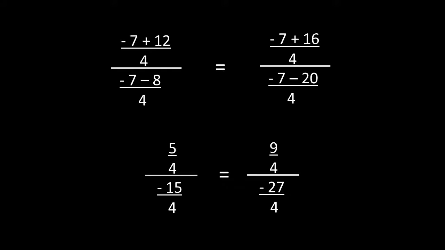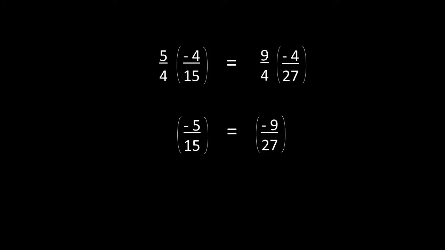Now, we can finally proceed to the operations required in both numerators and denominators. So we have -7 + 12 is equal to 5, then just copy the denominator, which is 4, and -7 - 8 is equal to -15 over 4. We just need to do the same thing to the other side of the equation. So -7 + 16 is equal to 9 over 4, and -7 - 20 is -27 over 4.